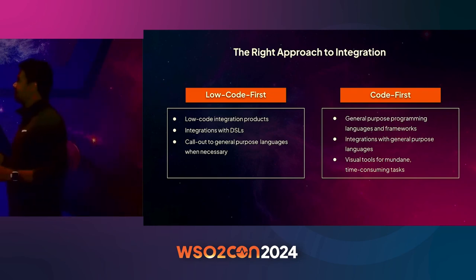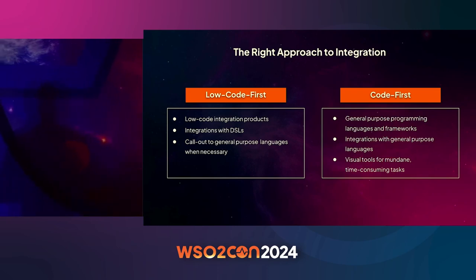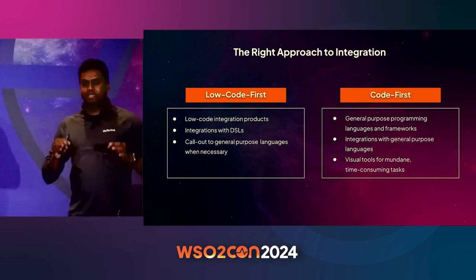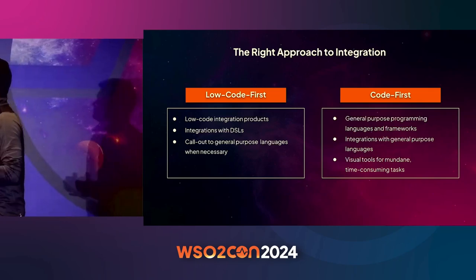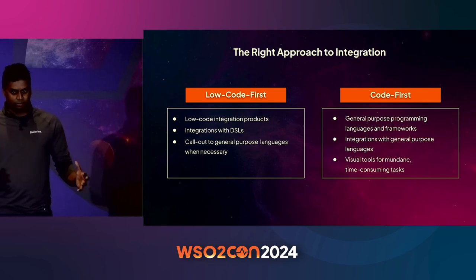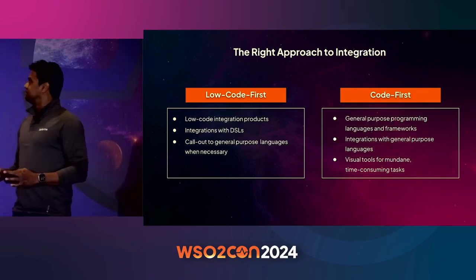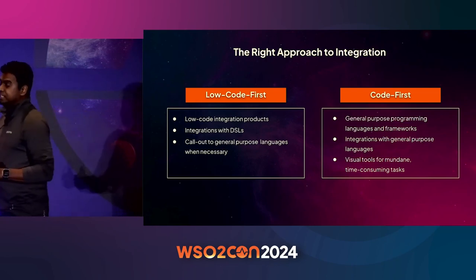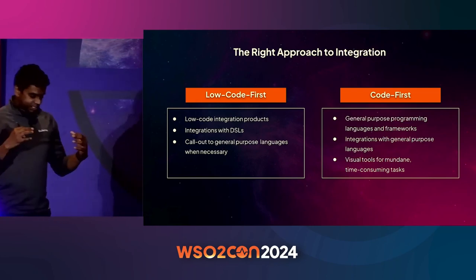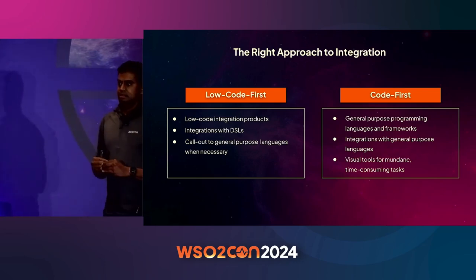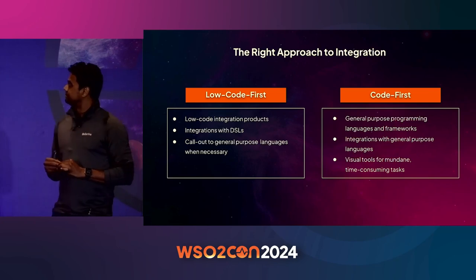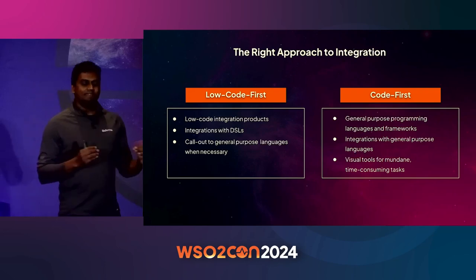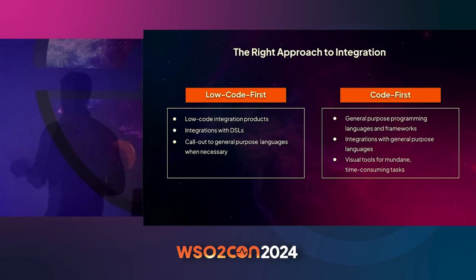If you were in the previous track, they talked about low-code first integration, and a lot of advantages of when you can use low-code. The idea is you start with low-code, you start with integration abstractions, you start with tools, and you compose integration. You drag and drop services and mediators, and then you configure them. That's what low-code first integration means. And then, if you can't implement everything in low code, you drill down to code.